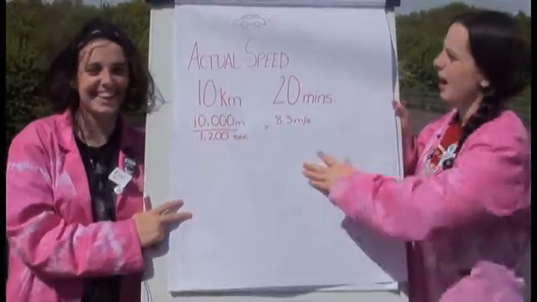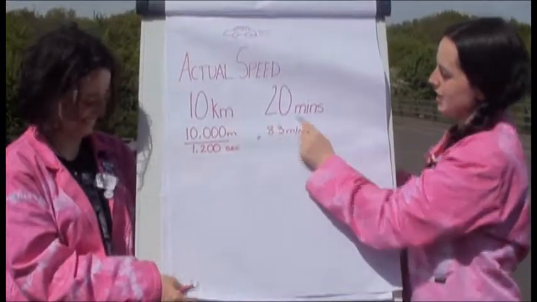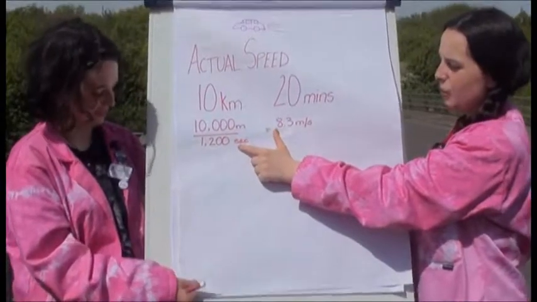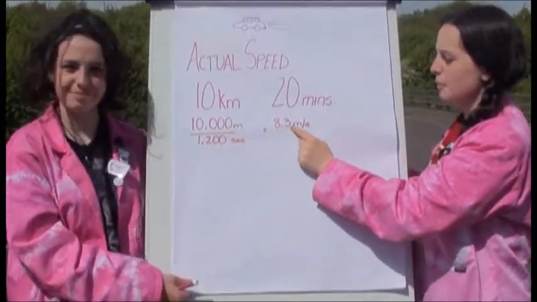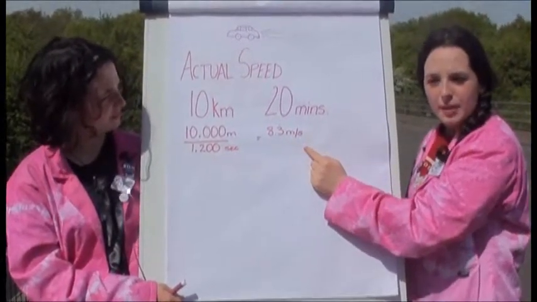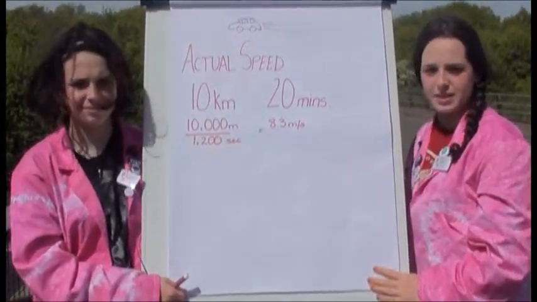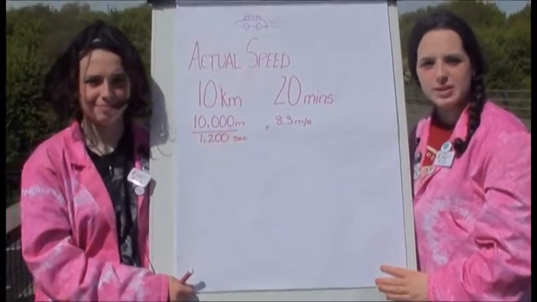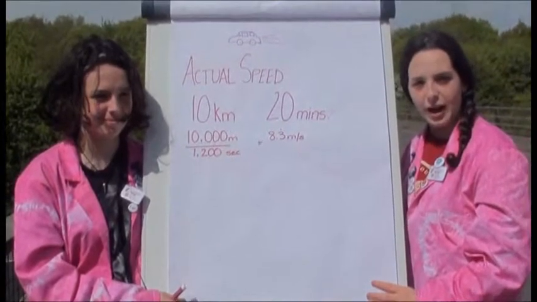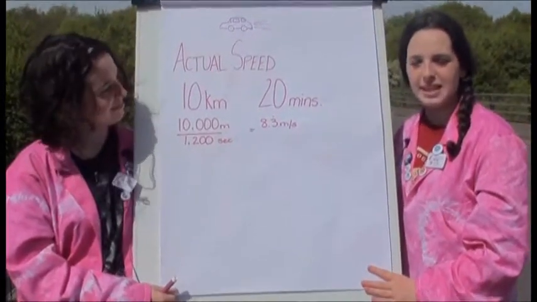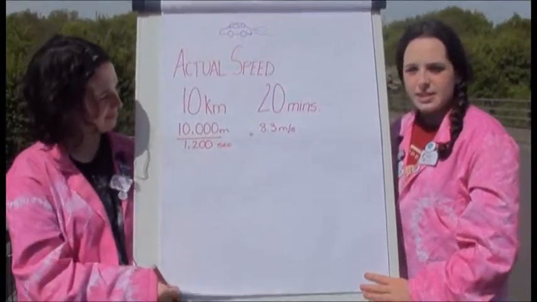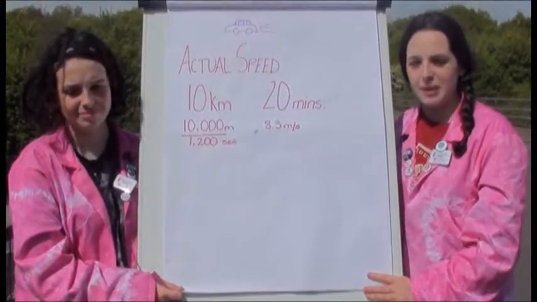Imagine the object is a car and it travels 10 kilometres in 20 minutes. That can be written as 10,000 metres in 1,200 seconds, or 8.3 metres per second. This is 30 kilometres per hour. But the car will not always be travelling at 30 kilometres per hour. At some points it will be travelling at 0 kilometres per hour because it is stopped at traffic lights. And at some points it could be travelling at 60 kilometres per hour because it's on a motorway. This is the difference between actual and average speed.